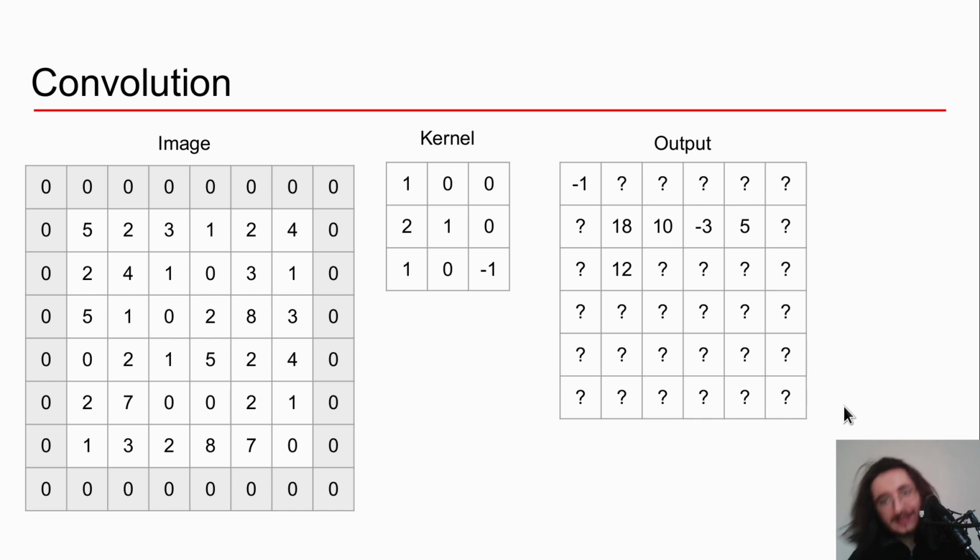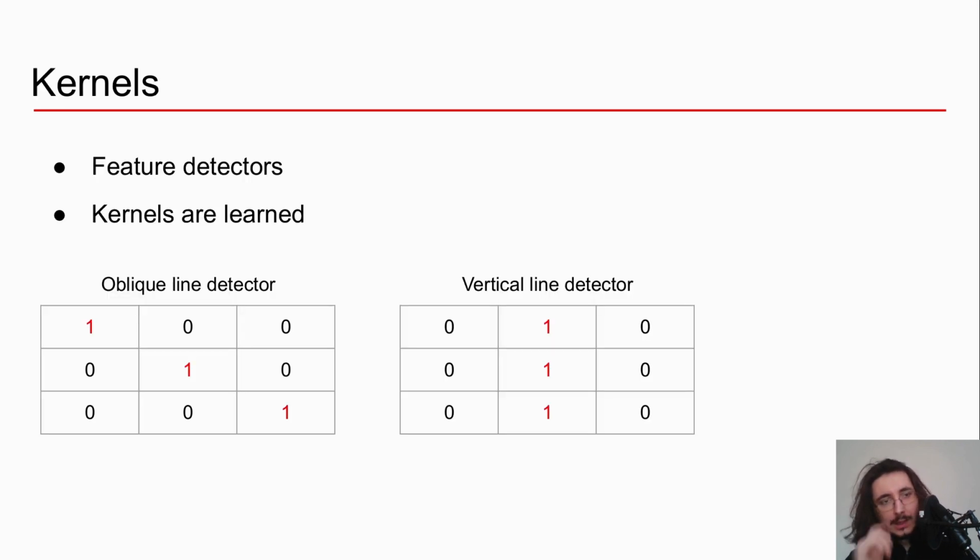Again, question marks where I haven't done the calculation. Cool. Okay, so this is the basic idea of a convolution. But let's think of a kernel and what that is on a semantic level. Well, we can think of a kernel or a filter as a feature detector.